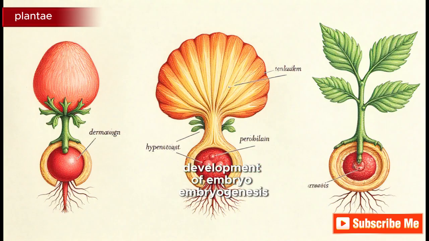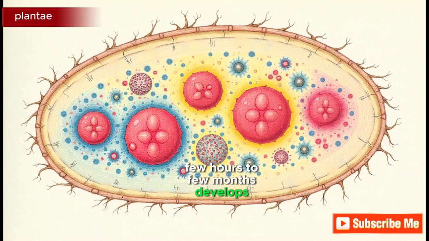Development of embryo, embryogenesis. The fertilized oosphere secretes a thick wall around it and is transformed into an oospore, which acts as the first cell of the sporophytic generation. The oospore, after undergoing a period of rest, a few hours to a few months, develops into an embryo. Generally, division of nucleus is followed by wall formation. Early stages of development of monocot and dicot embryos are the same, but later stages show a marked difference.